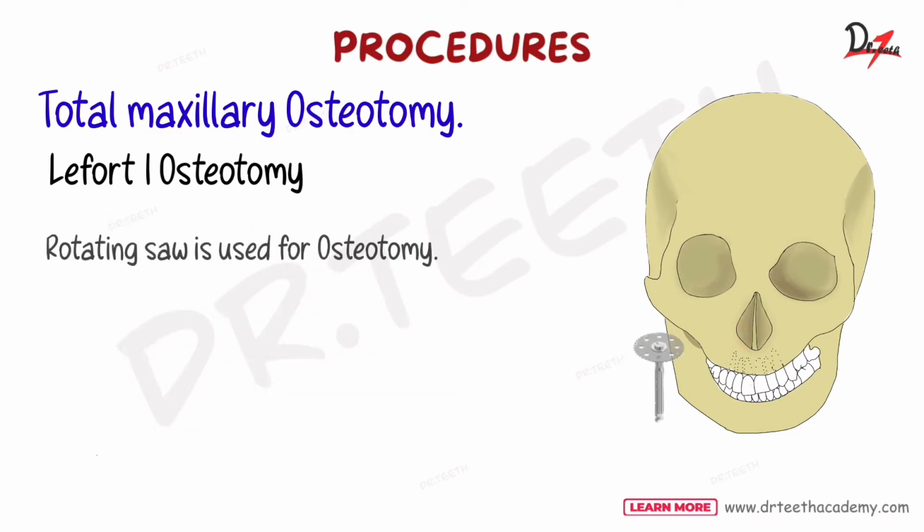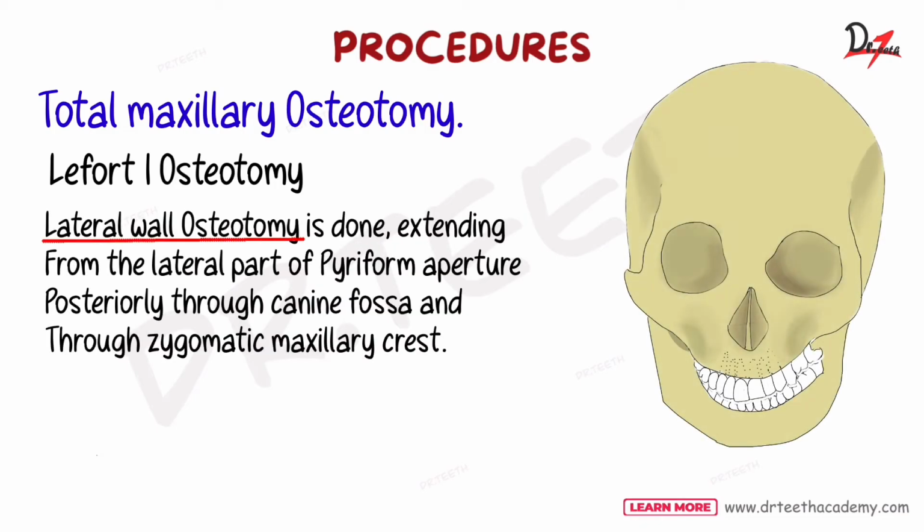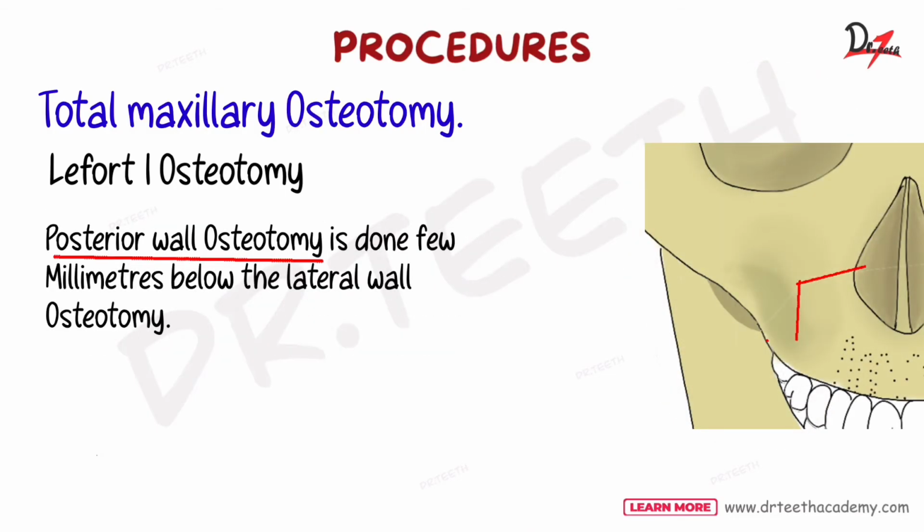Then we are going to use a rotating saw to start our osteotomy. First, we will do the lateral wall osteotomy. So the osteotomy will extend from the lateral part of the piriform rim, posteriorly across the canine fossa, and through the zygomatic maxillary crest. After this, we will start with the posterior wall osteotomy, which is done a few millimeters below the lateral wall osteotomy. So if you look here, this is actually a few millimeters below the lateral osteotomy line, creating a step here. Now this osteotomy has to be parallel with the occlusal plane.